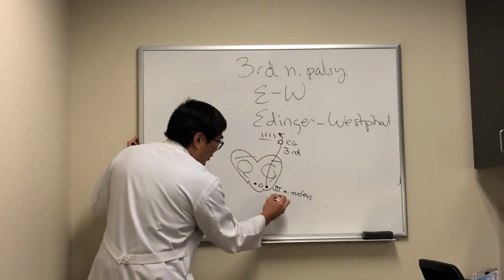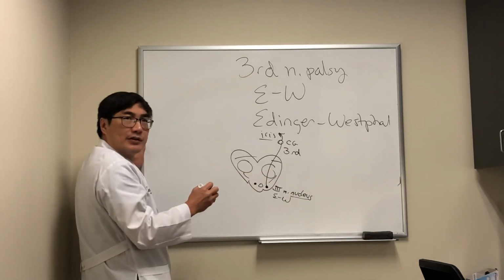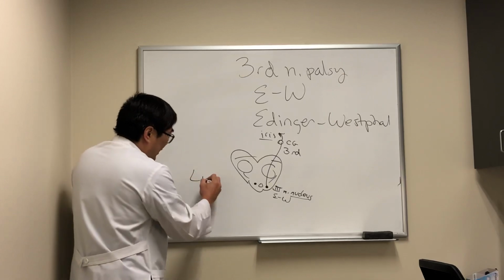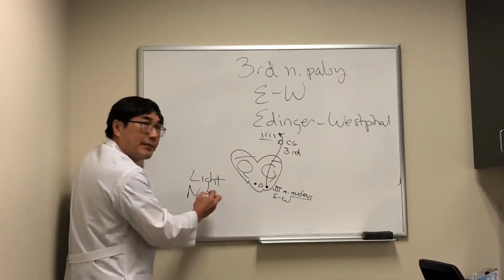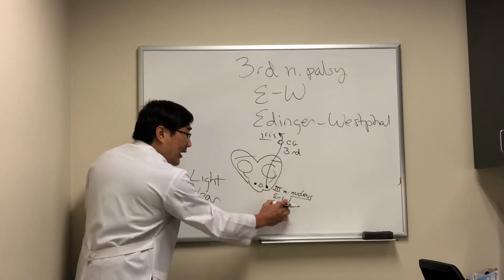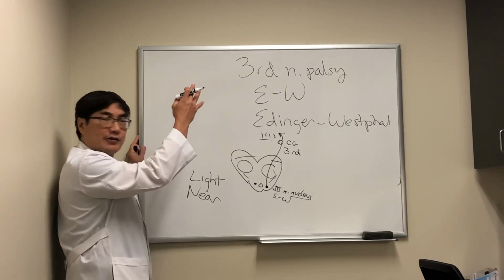However, the Edinger Westphal nucleus is inside of the third nerve nucleus, and it is receiving two types of input. Input for the light pathway and input for the near pathway. They are separate but combine and have a final common pathway along the Edinger Westphal nucleus and the third nerve.